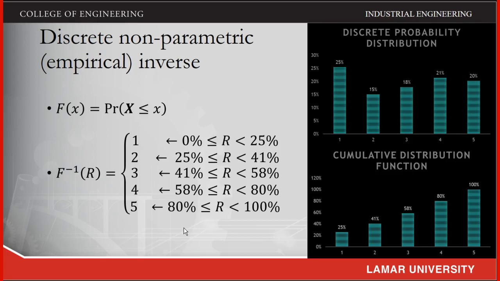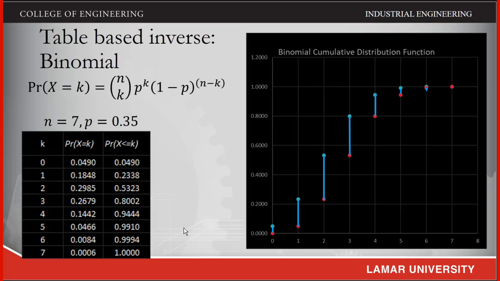If we get a number between 0.25 and 0.41, then the variable will be 2. If we get a random number between 0.41 and 0.58, the value we will get will be 3. We need to manipulate this through the logic of the computer, and the easiest way is to just have tables. The binomial distribution could work in a similar way.